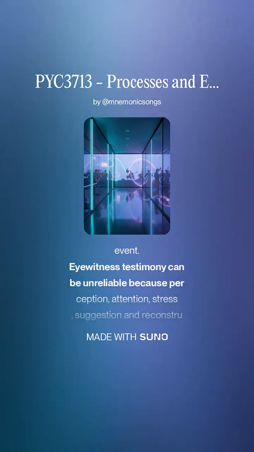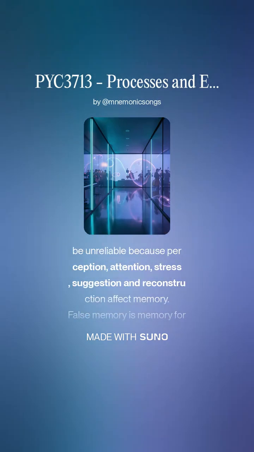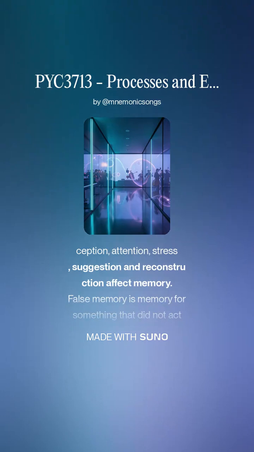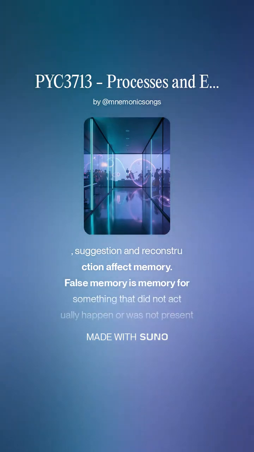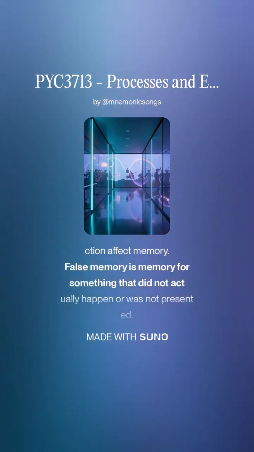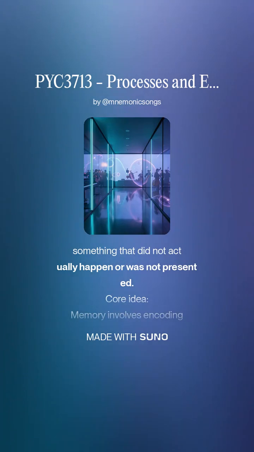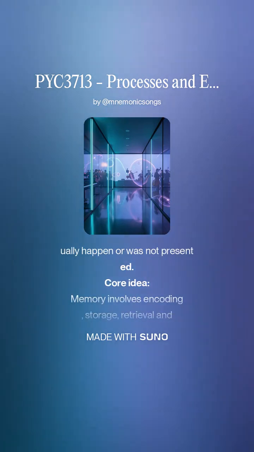Eyewitness testimony can be unreliable because perception, attention, stress, suggestion, and reconstruction affect memory. False memory is memory for something that did not actually happen or was not presented.